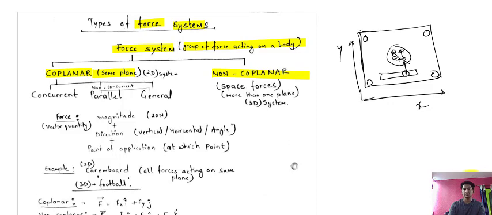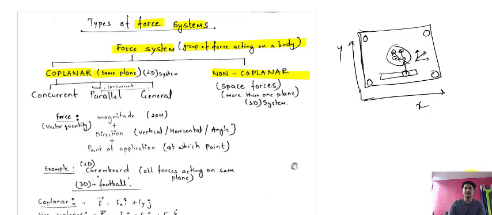So in this system, the forces are acting on the same plane, either the xy plane, the yz plane or the zx plane, any plane. The coin which is struck by the striker may move in the x direction or the y direction or somewhere else, but it will be on the same plane.